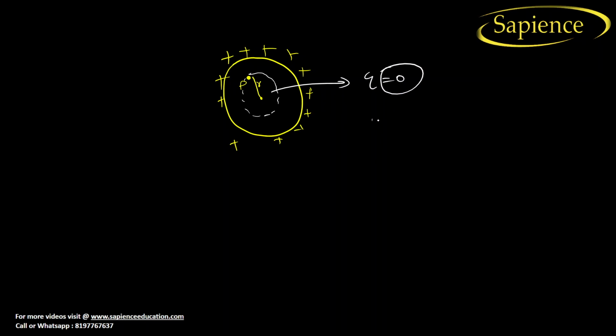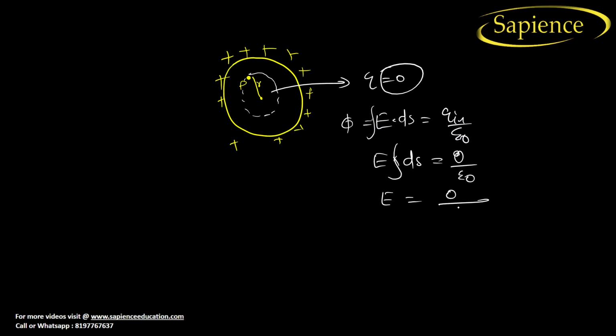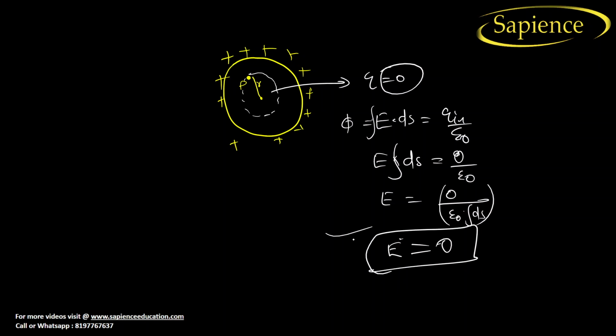Now we know the Gauss formula, that phi is equal to the integration of E dot ds, which is equal to the charge enclosed by epsilon naught. Now if E into the integration of ds is equal to the charge enclosed, which is 0, by epsilon naught, so what will happen to the electric field? The electric field will be equal to 0 by epsilon naught into ds. So finally, the electric field will be equal to 0. I hope you have understood now. Okay.